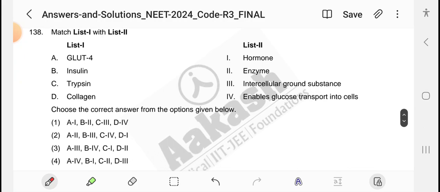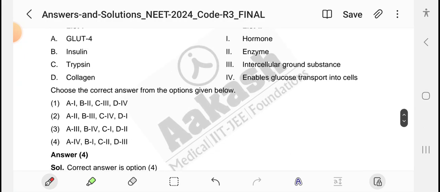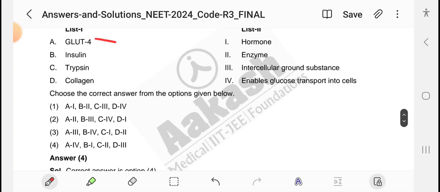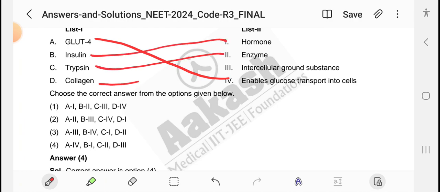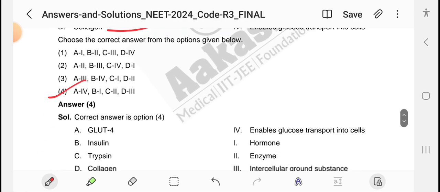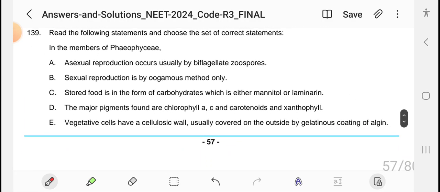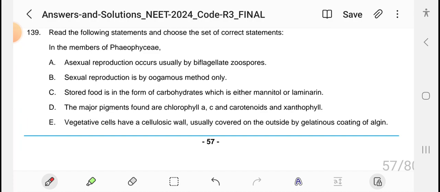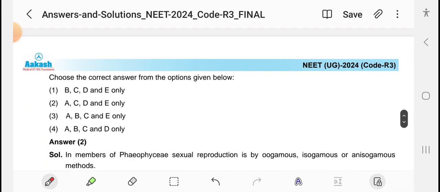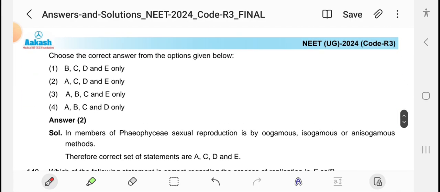So your next question, match list 1 and 2. GLUT4 enables glucose transport and insulin is a hormone. Then trypsin is an enzyme. Collagen is an intercellular ground substance. So your correct option would be option number 4. Next question, read the following statements and choose the set of correct statements in the members of Phaeophyceae. So the correct answer for this question would be option number 2.